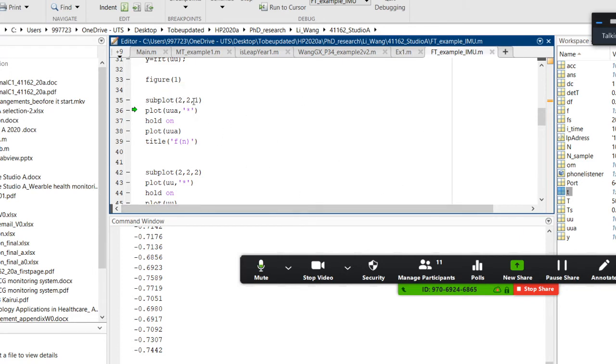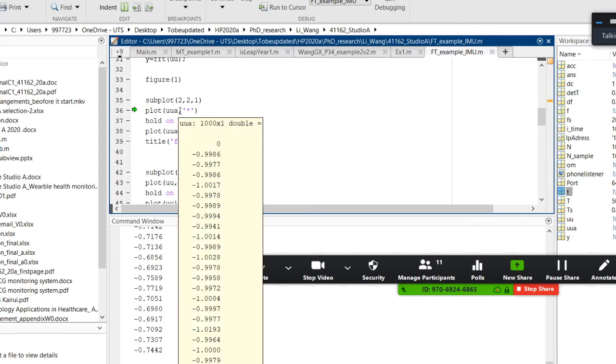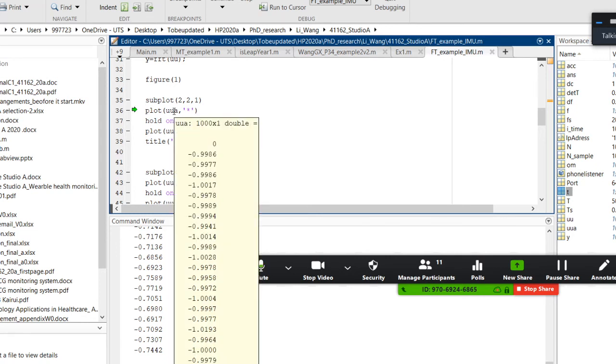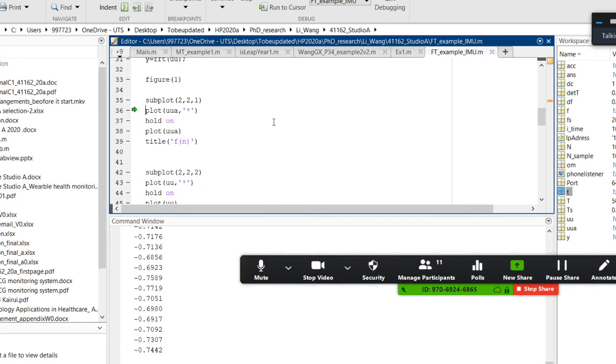So in that case, you can plot. This is the first figure. Figure 1 is the first figure, and then you plot UU. This is the 1, because we don't have the time axis. They just assume the time is used for the index of your vector. So in that case, it's 1, 2, 3, 4, 5, 6 until 1000 if you have 1000 data.